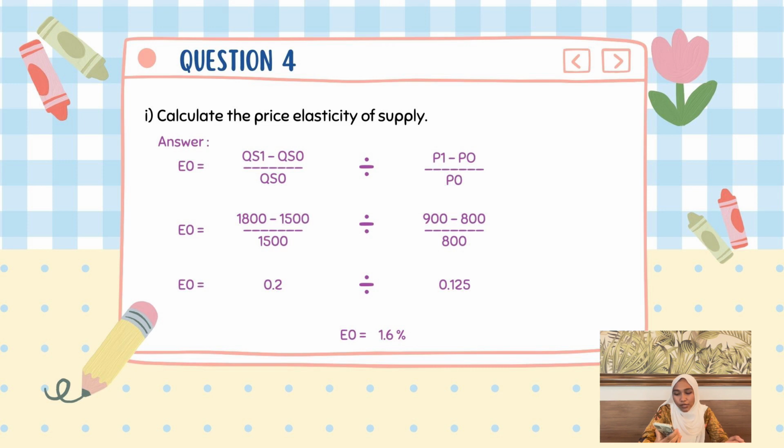As we can see, we need to calculate the price elasticity of supply. For this solution part, we need to use (QS1 minus QS0) per QS0, divided by (P1 minus P0) per P0. And the final answer is 1.6%.